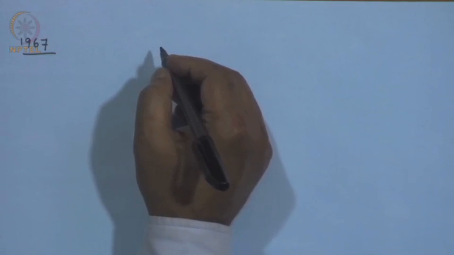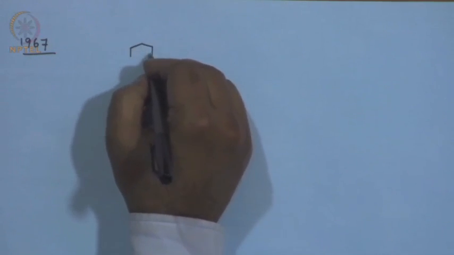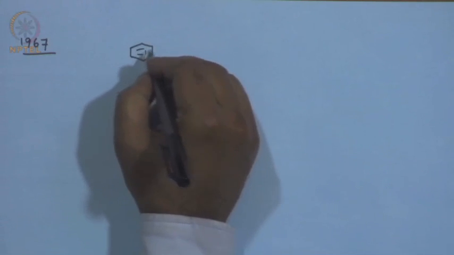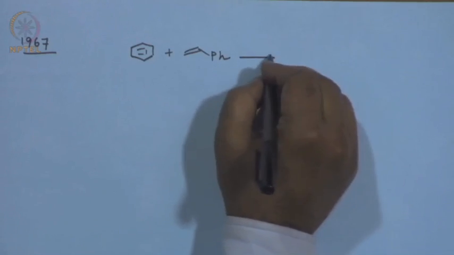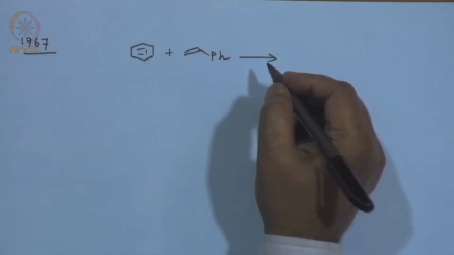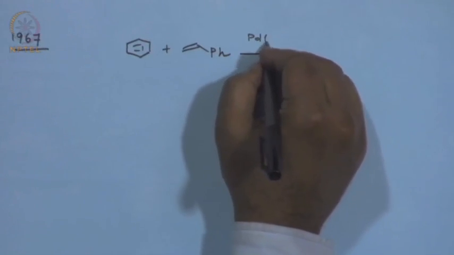One of the very first examples in this area was published in 1967. Historically this was again by a Japanese chemist called Moritani. What was the reaction? The reaction was a simple one, benzene and styrene, and of course palladium acetate.